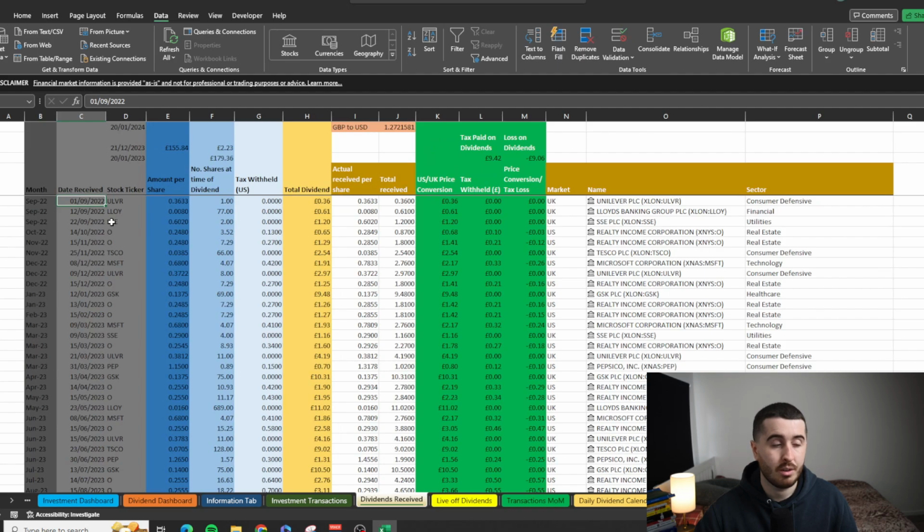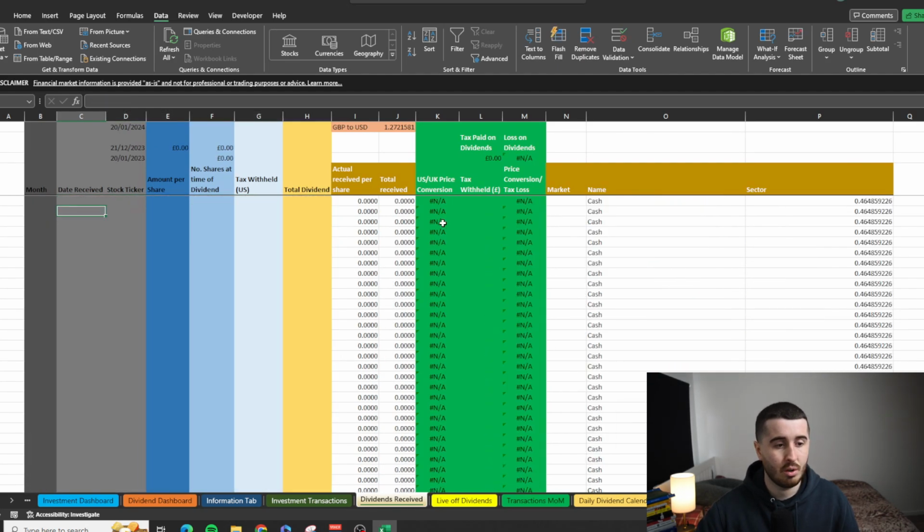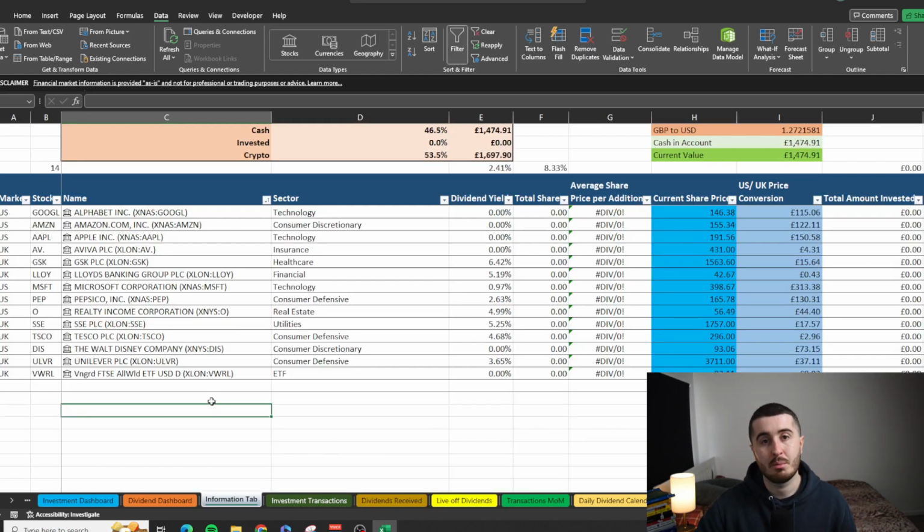So what you need to do is highlight all of the data, scroll down to the bottom, and just delete it all. You can ignore all of these NAs, and then you can just start by typing in your data here in this column, in column C. So once all the data has been cleared from those two tabs, you can now move on to the information tab, where you can input the stocks that you own.